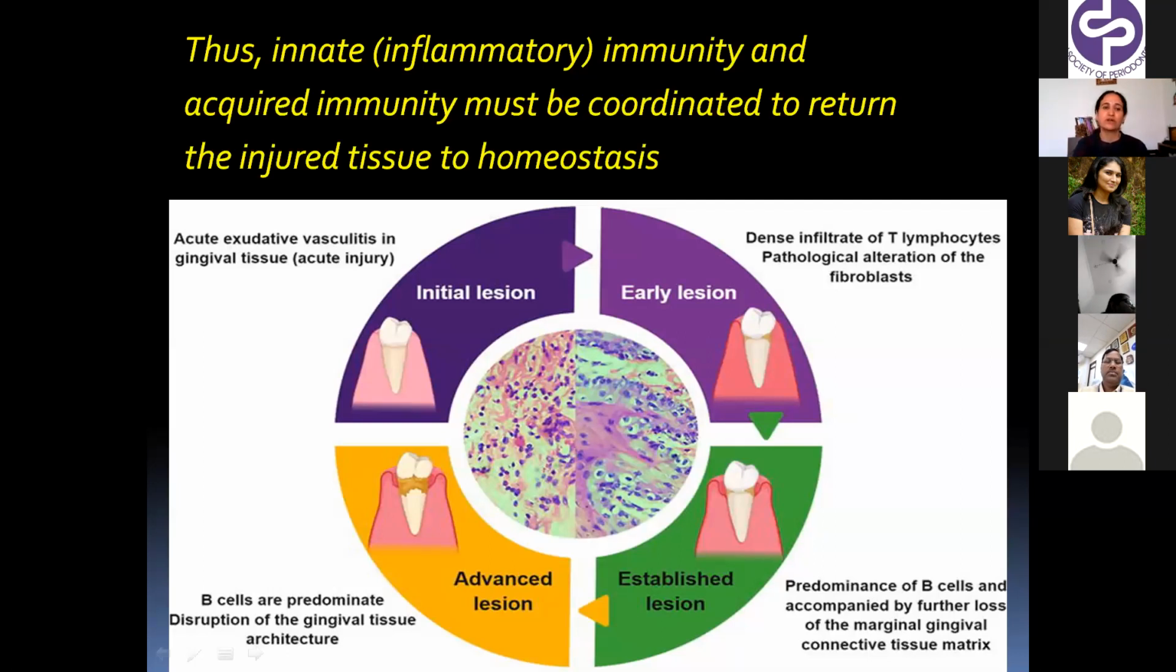So in periodontitis, the last stage, the B cells will predominate. So we start with the neutrophils, go to the T cells and B cells, and ultimately when the B cells predominate and the inflammation goes wayward, it is not controlled by the body, then we say that it's an advanced lesion or it's periodontitis. So these are the 4 stages which you can correlate with the immunity or inflammation.